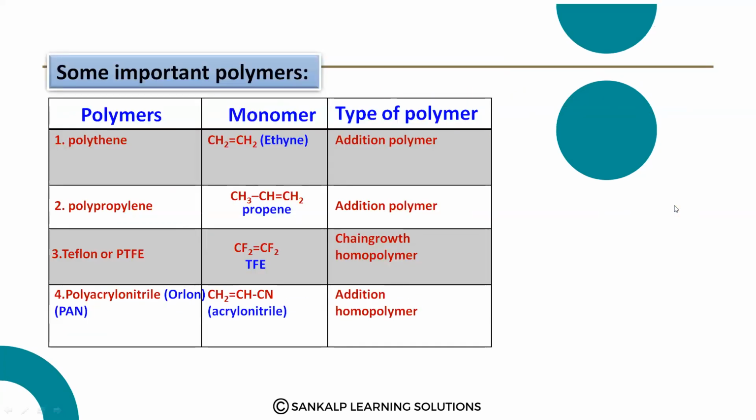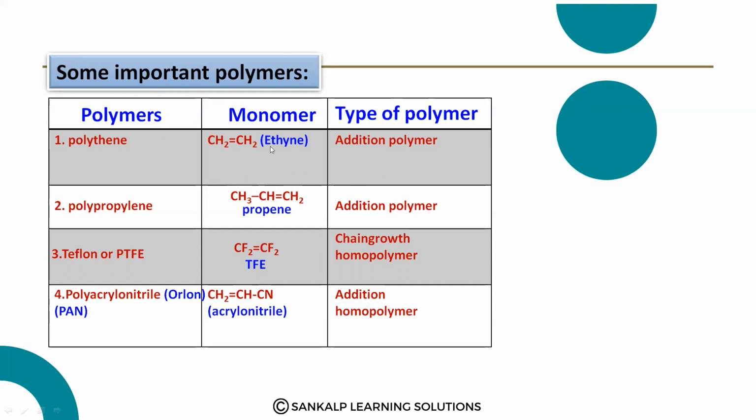So we were discussing some of the important polymers. Here we are going to discuss some of the important polymers. What are the important polymers? We are going to see which monomer is involved in each, and what type of polymerization takes place. So polythene: the monomer is ethene, and the type of polymerization it undergoes is addition polymerization.